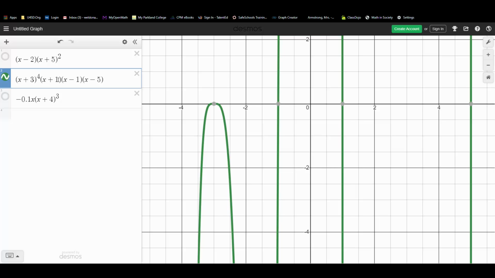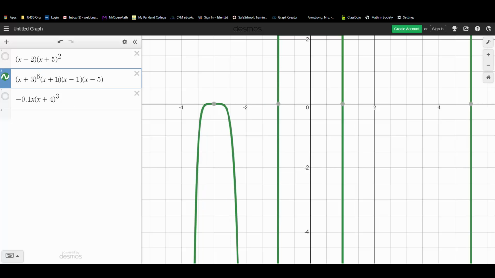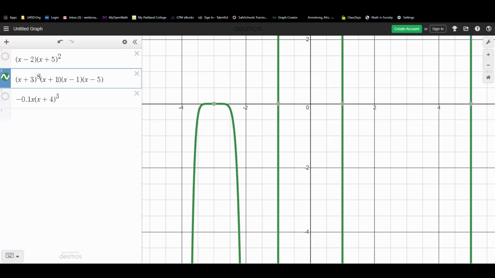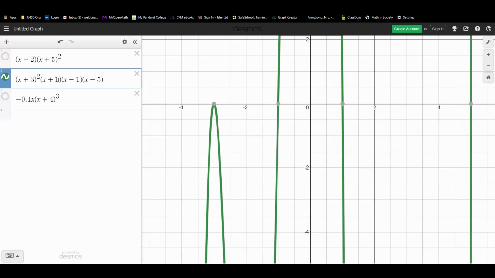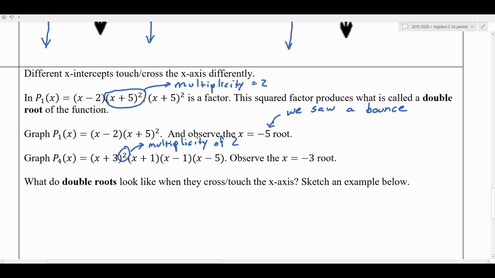Right? And I can change it to a 6 so I can keep increasing it. And you can see it flattens out more and more and more, but we're still seeing that bouncing behavior. Okay, and there it is with a multiplicity of 8. I'm going to put it back to what it was supposed to be. And again, when we saw that x equals -3 root there, we saw another bounce.